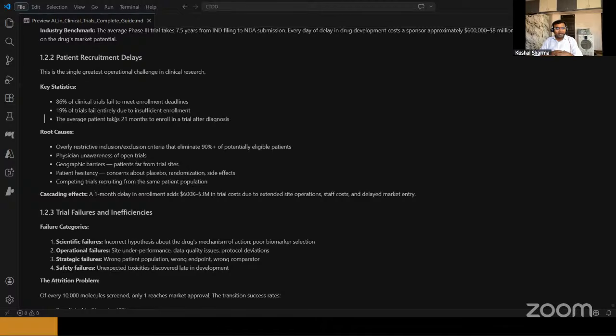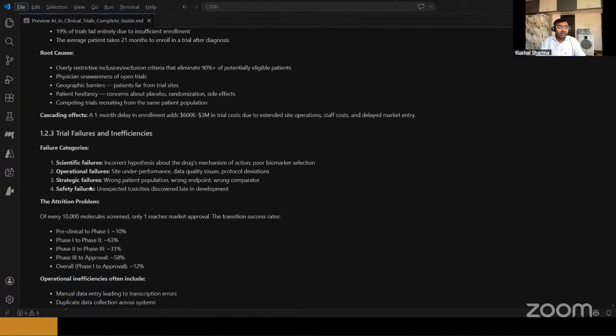So, what are the cascading effects? A 1 month delay in enrollment adds 600,000 to $3 million in trial cost due to extended site operations, staff costs, and delayed market entry.